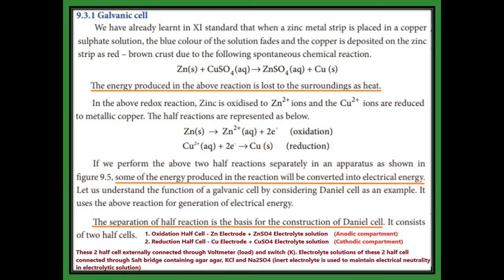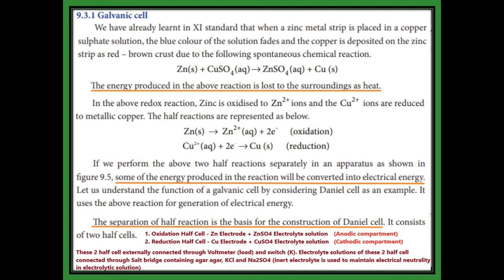Now we are going to see the galvanic cell. Before that, in 11th standard itself we studied that a zinc metal is placed in copper sulfate solution. What is the color of copper sulfate? Blue color. The blue color solution slowly fades, and copper metal is deposited on the zinc metal, so that we get the brown color. What is the reaction here? Zinc metal Zn plus copper sulfate CuSO4 gives zinc sulfate plus copper metal.